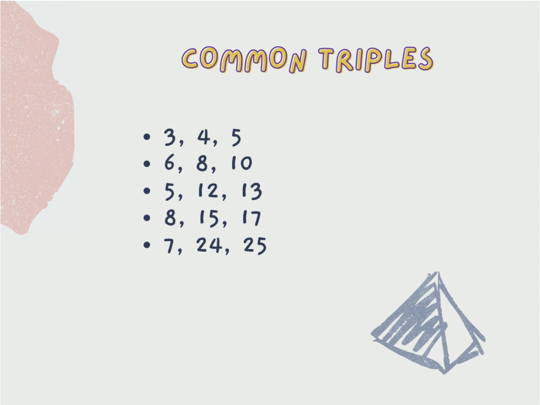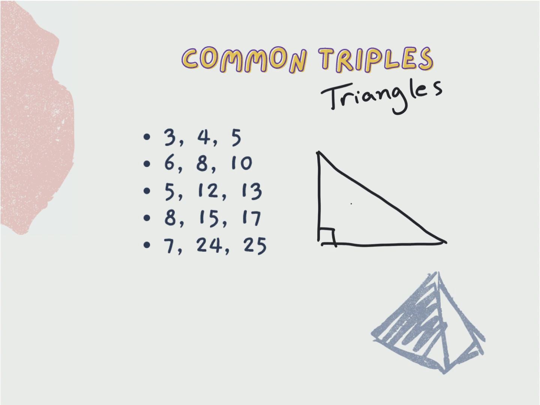Now, these are some common triples. What does common triple mean? These are common triple triangles. So all of these are triangles. Now, we have, for example, triangle 3, 4, 5; 6, 8, 10; 5, 12, 13; 8, 15, 17; and 7, 24, 25. And you can write them either up or down, doesn't matter the order. But just keep in mind, these common right triangles have something very important. They are right triangles, so they must be a right triangle.